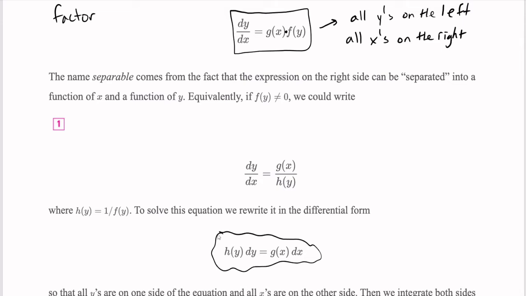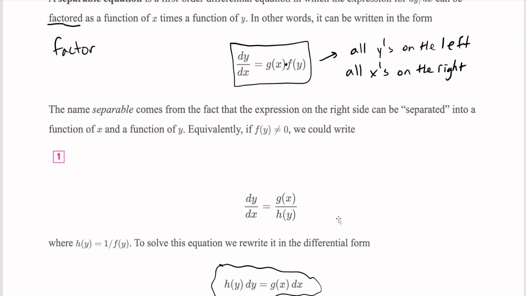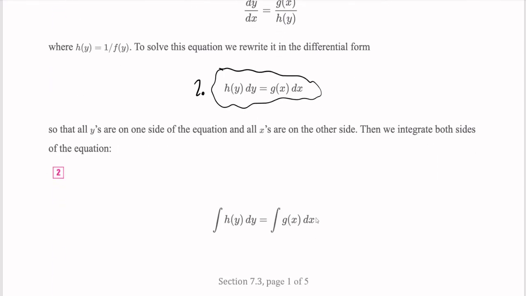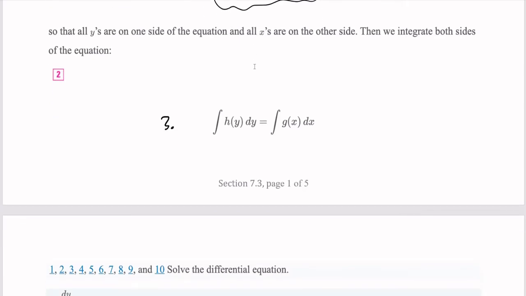and it ends up giving you this as your second step. So usually step one would be: factor, do whatever you have to do to get it of this form. Step two is to get all the y's on the left, all the x's on the right. And then step three is to integrate both sides. And that's how it goes here. Now, there can be extra steps. Depending on the problem, we'll do some.